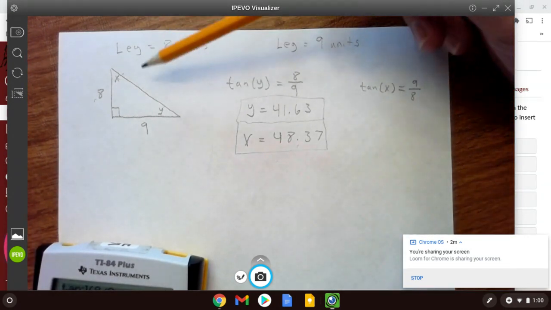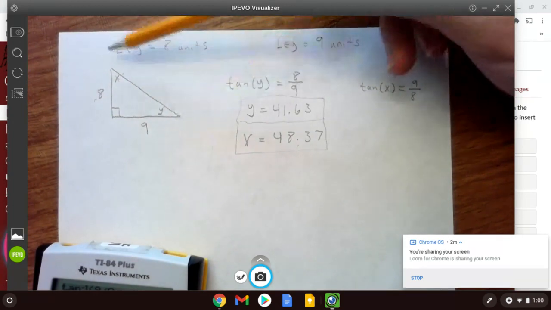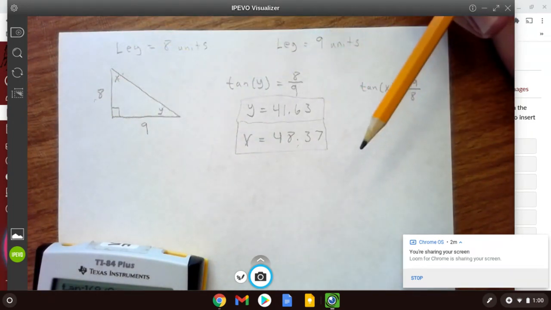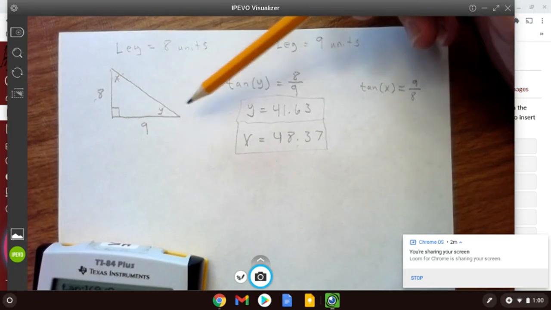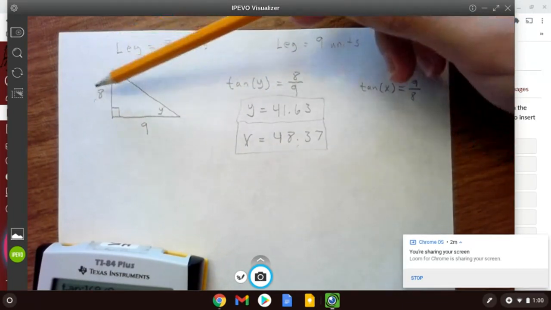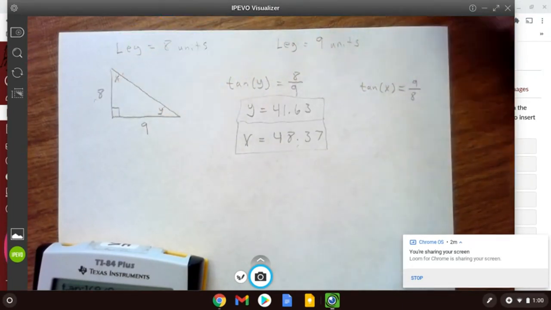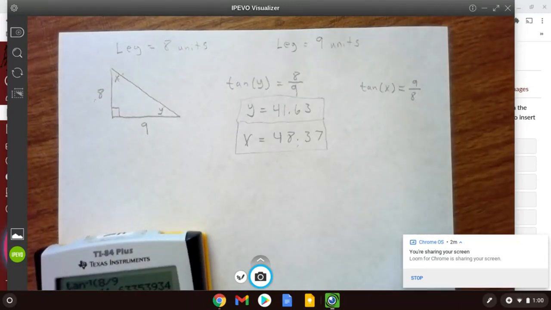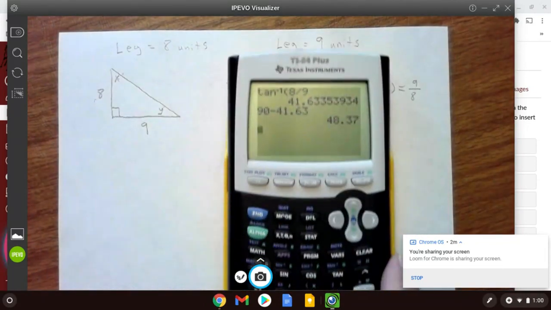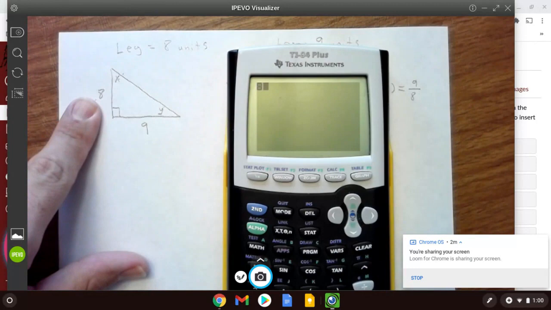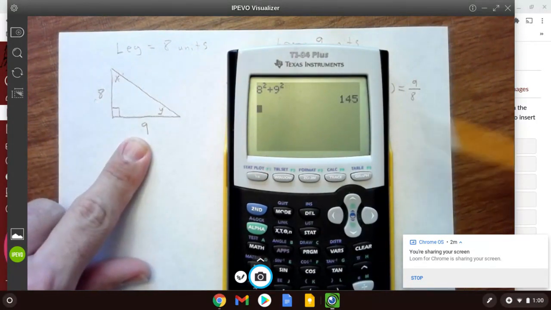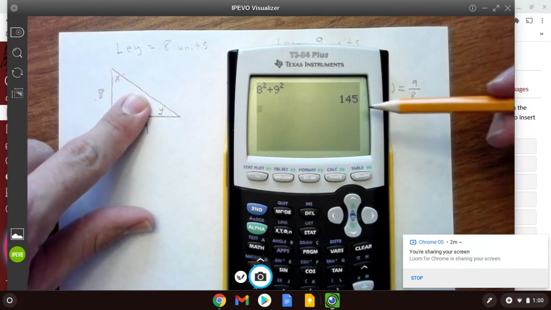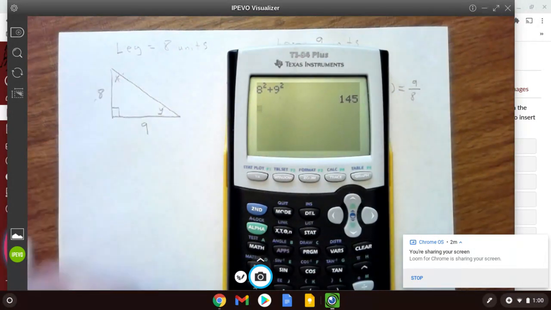All right, so one way that you could solve for this right triangle, for the hypotenuse there, is you could use a squared plus b squared equals c squared. I think I said that right. I don't know. All right, so 8 squared plus 9 squared, and then this would equal the square root of 145.